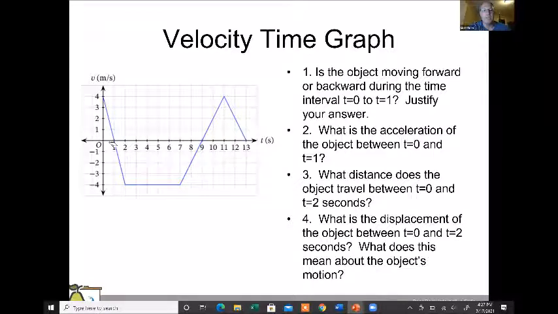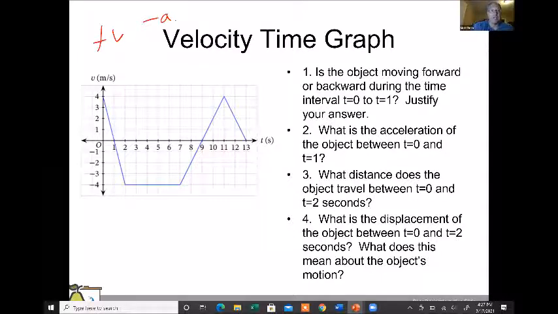What does the slope represent in a velocity time graph? Acceleration. So the slope of this line is negative, which means even though we have a positive velocity between 0 and 1 second, we also have a negative acceleration, which means what's this object doing between 0 and 1 second? Decreasing. It's slowing down, right?